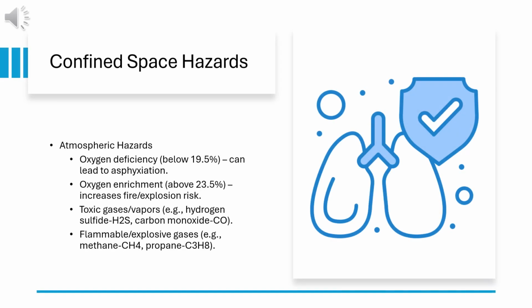Atmospheric hazards. Atmospheric hazards are among the most dangerous risks in confined spaces. Oxygen deficiency below 19.5% can cause rapid asphyxiation. Conversely, oxygen enrichment above 23.5% significantly increases fire and explosion potential. Toxic gases such as hydrogen sulfide or carbon monoxide may accumulate without warning. Flammable gases, including methane or propane, can create explosive environments. Always treat the atmosphere inside a confined space as hazardous until proven otherwise through proper testing.